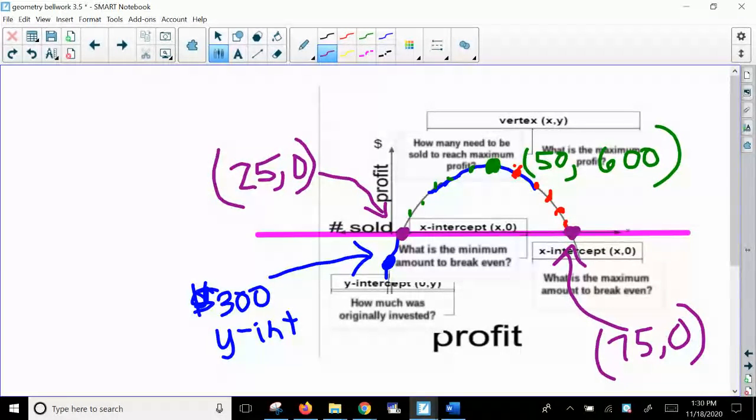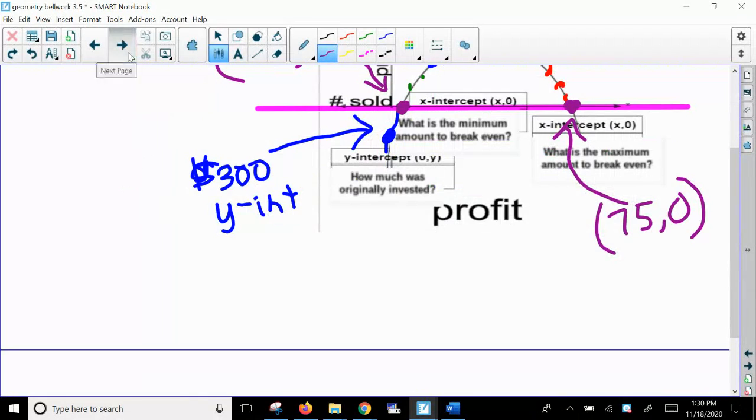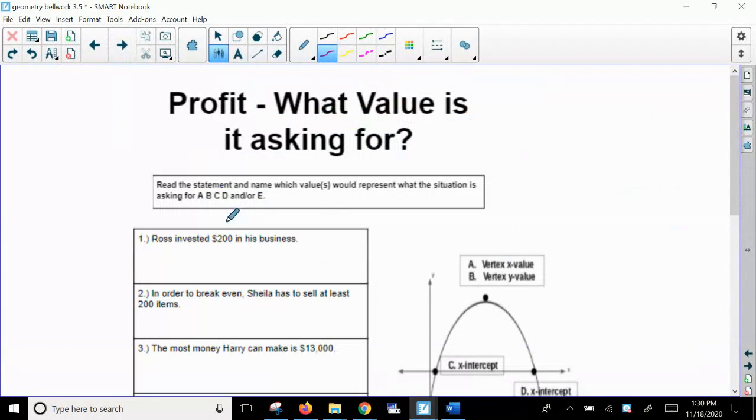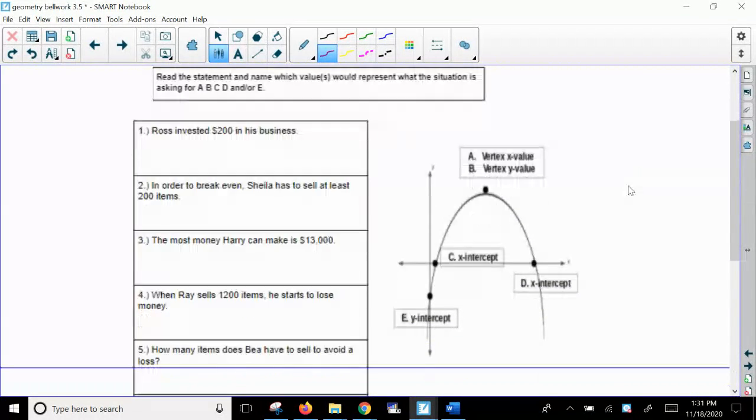Hope so. So let's look at the next screen. Okay, so we're going to read each statement and then determine which of the values on the graph will represent the situation. For each one, would it be A, vertex x value, B, vertex y value, C, the first x-intercept, D, the second x-intercept, or E, the y-intercept.